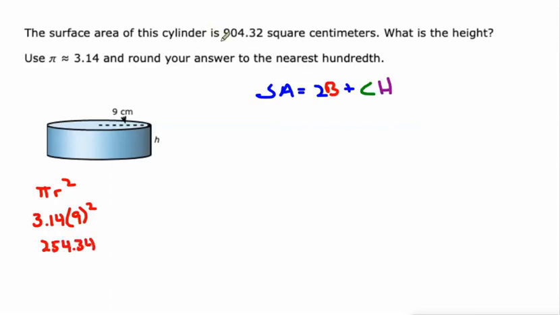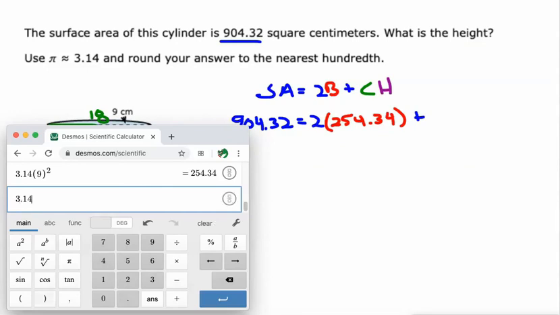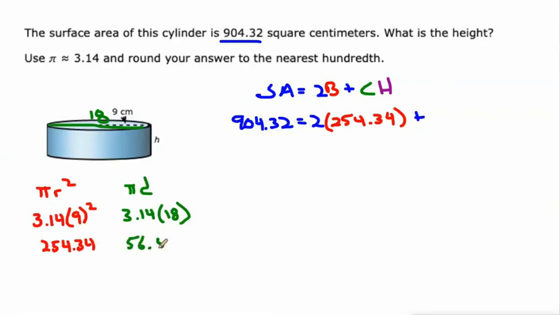Okay, I guess it's also important that we note that we're given the surface area here. So 904.32 equals 2 times 254.34 plus, now we got to find the circumference of the base, pi times d, so 3.14 times 18. If the radius is 9, then the diameter would be 18. Calculator, 3.14 times 18, 56.52. So 56.52 times the height of the prism, or the cylinder.